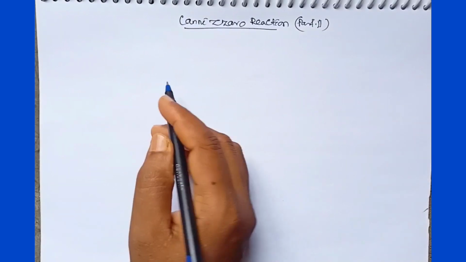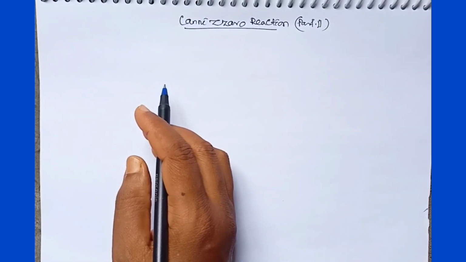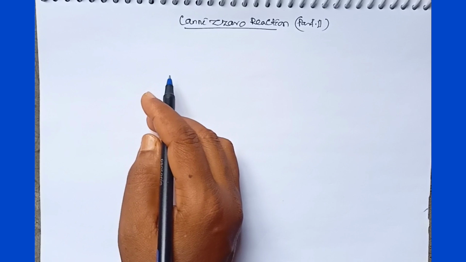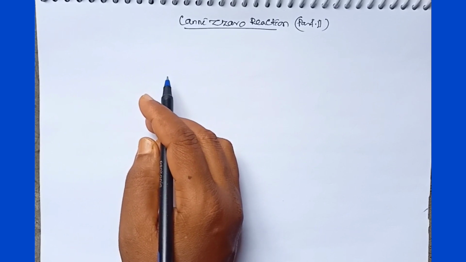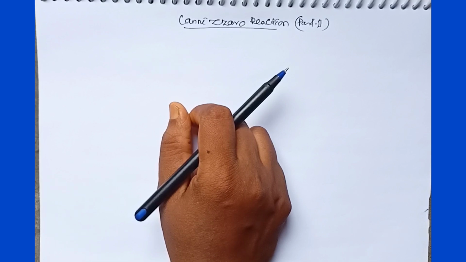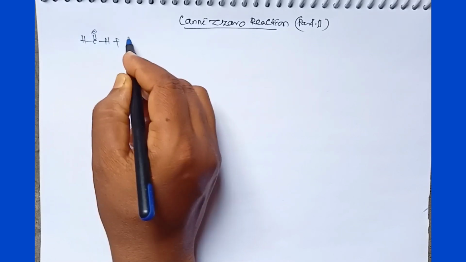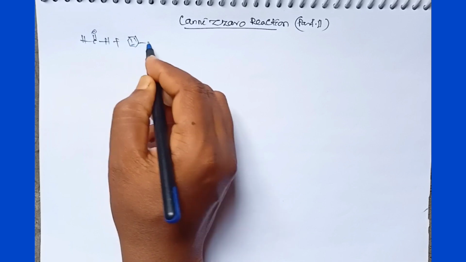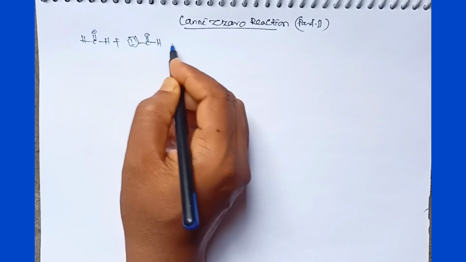In the last class, we had a little bit of discussion about the Cannizzaro reactions. Let's extend the discussion a bit further. In the last class, we basically focused on the rate of the Cannizzaro reaction by taking the simple formaldehyde molecule. Now, take two types of molecules. One is formaldehyde, and the other is benzaldehyde.